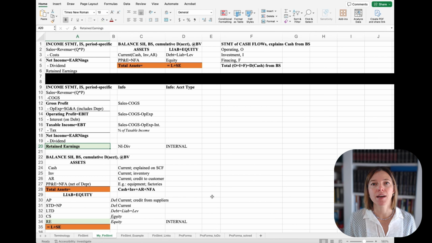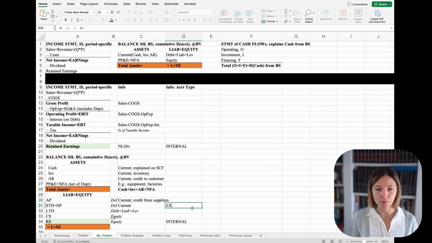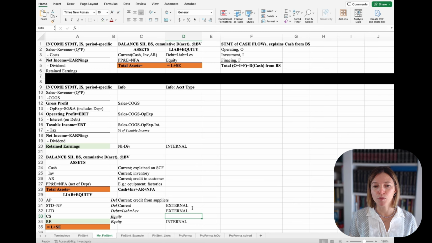Money that the company has access to from outside sources. Well, those are going to be accounts related to debt and equity. So your external financing accounts are going to be short-term debt, long-term debt, and common stock. Because you can borrow from a bank or from the bond market externally, and you can bring in external owners as they infuse new capital into the company. So short-term debt, long-term debt, and common stock.